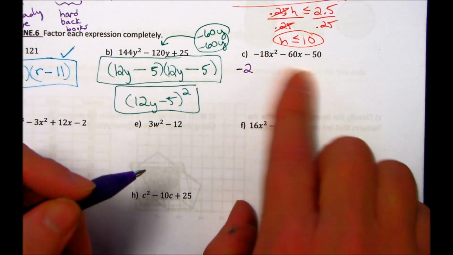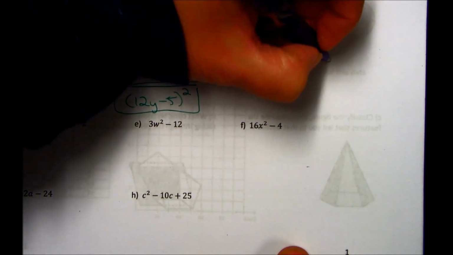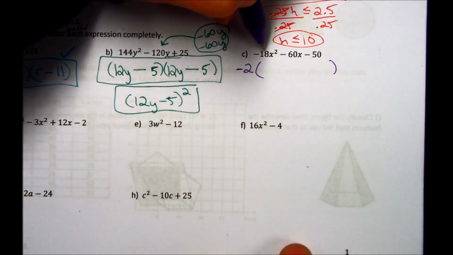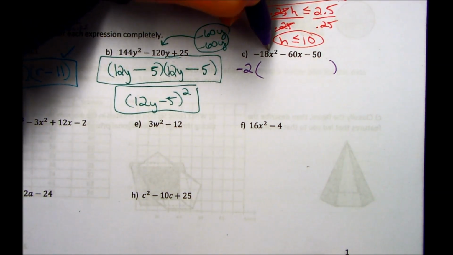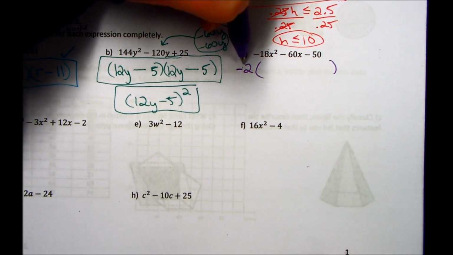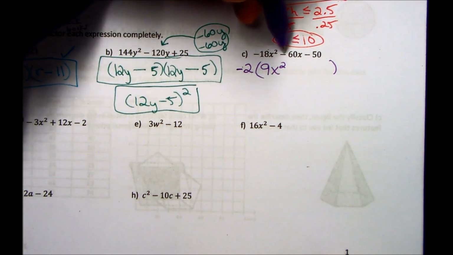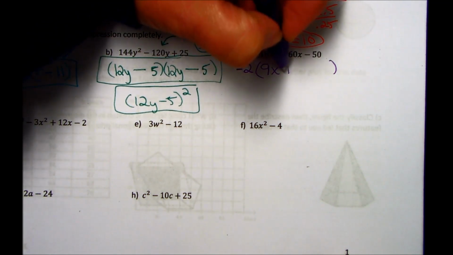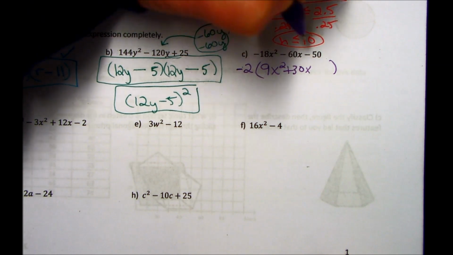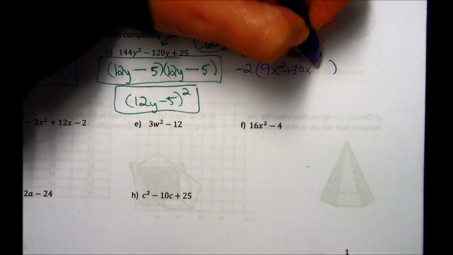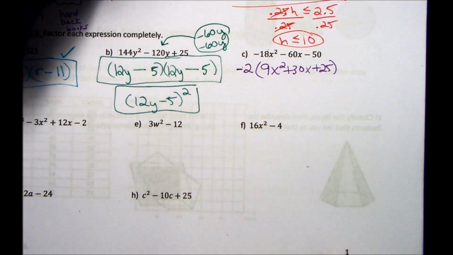So I factor negative 2 out from all three of these terms, and when you're factoring out, whatever's left is what you get when you divide. So dividing that negative 18x squared by negative 2 will give me a positive 9x squared. Dividing the negative 60x by negative 2 will give me a positive 30x. And then dividing the negative 50 by negative 2 will give me a positive 25.